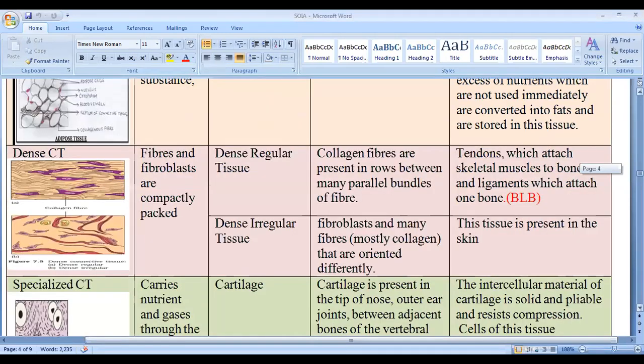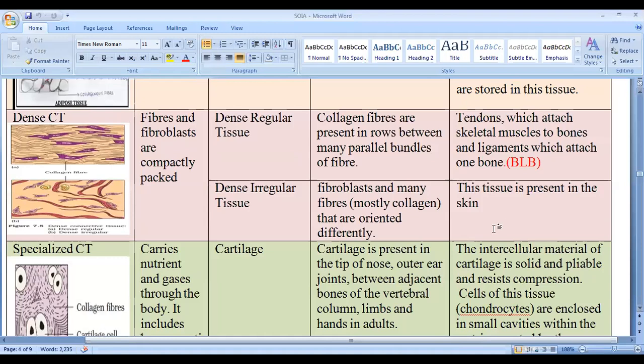Next is the second type, that is the dense connective tissue. You will see the arrangement. One is the regular arrangement, another is the irregular. If you see the figure, you can understand. Here they have the regular arrangement, and here they have the irregular arrangement.